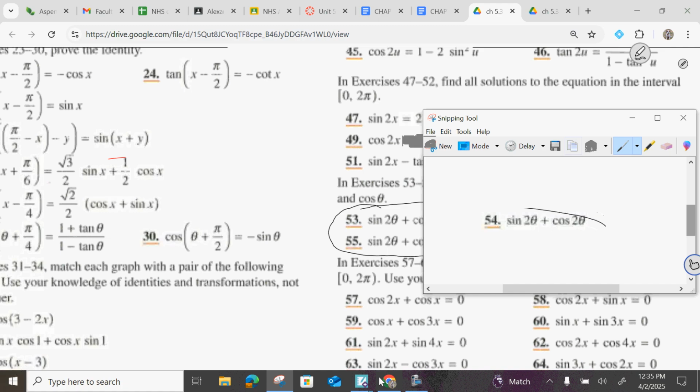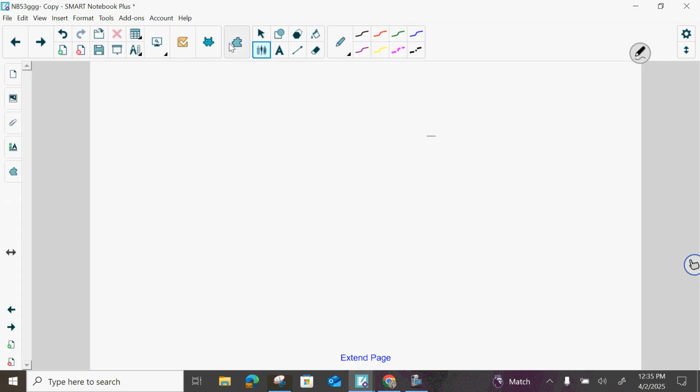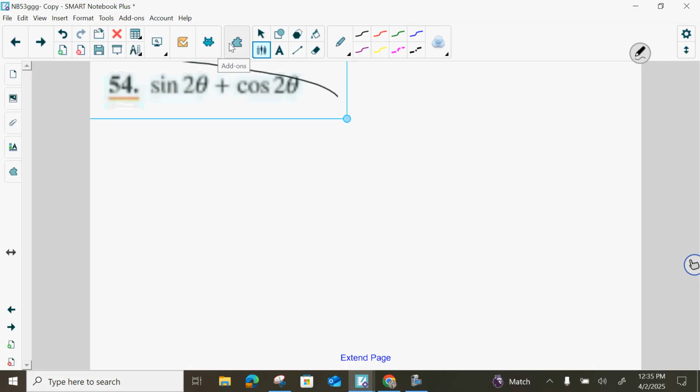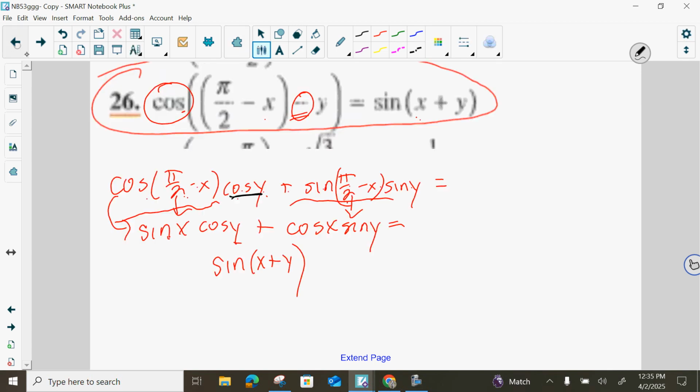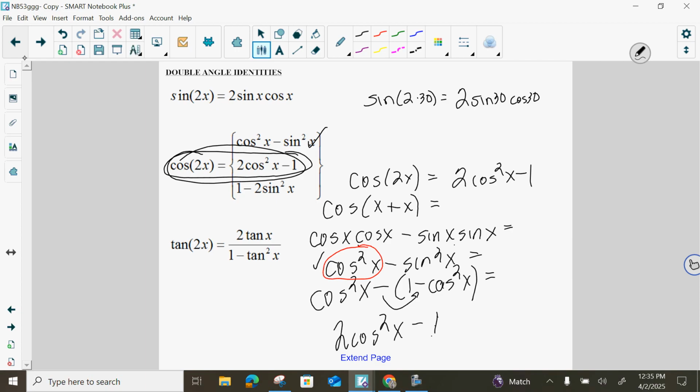So the directions for 54 are to only have thetas, right? Only have a trig function of theta. So this has a 2 theta, so I have to get rid of those 2's. That's where your multiple angle identities are going to come into play, right? So we're going to go back a couple of slides, and we have to use these rules.